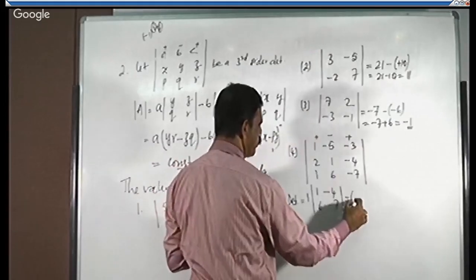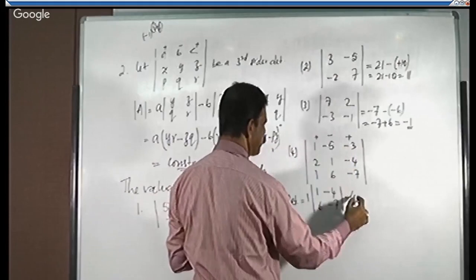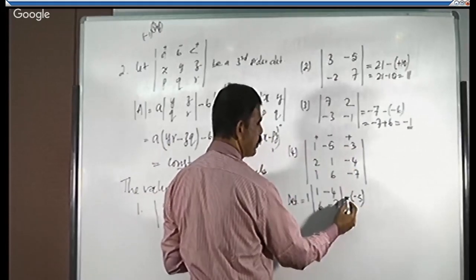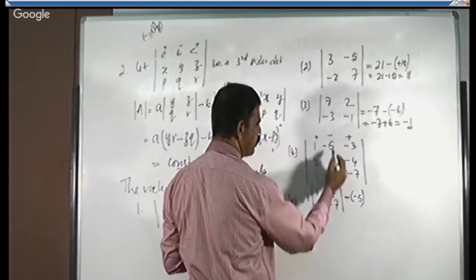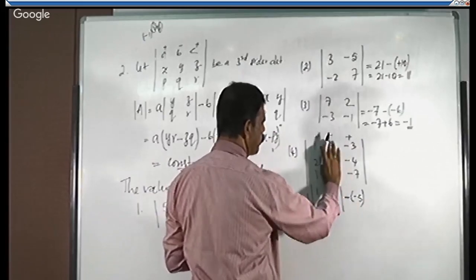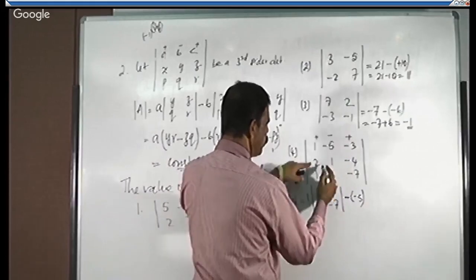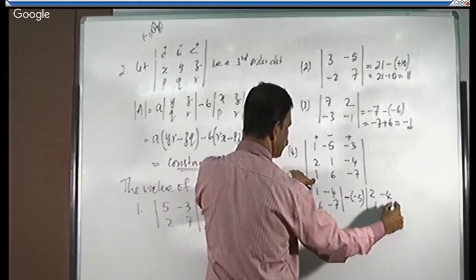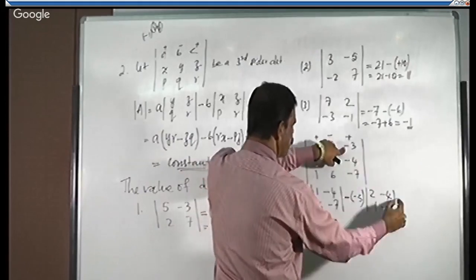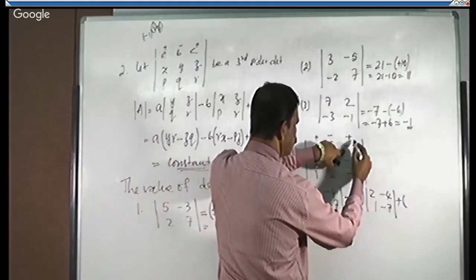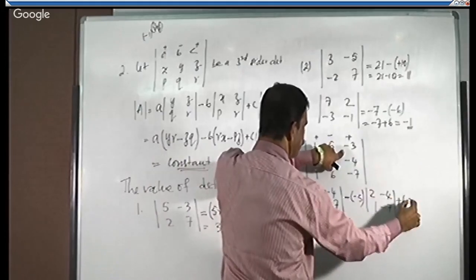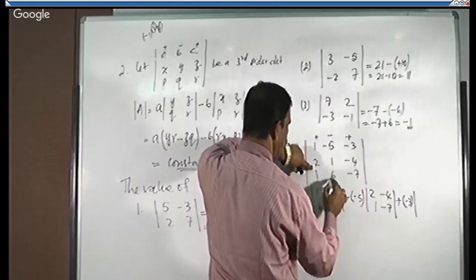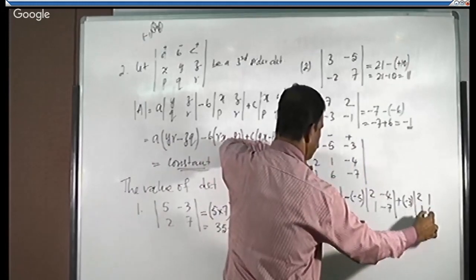Minus of the second element, what is it? Minus 5. Again you can call this minus from the formula side, the standard symbol. Minus 5. Leave the column and row, and draw 2, minus 4, 1, minus 7. Plus, again it is the formula plus, what is the element? Minus 3 into. Leave the corresponding column and row: 2, 1, 1, 6.